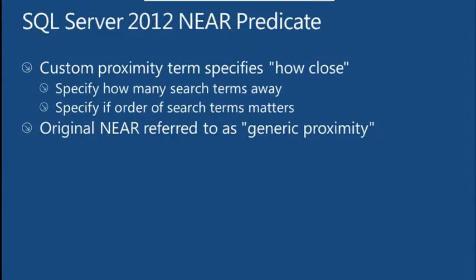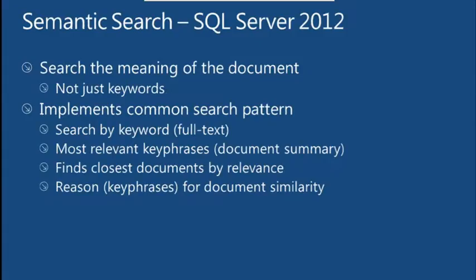We already talked about how to use property list, so I'm going to skip this one. And we already talked about the custom near predicate, so everybody's happy with that. So the last thing I want to show you is the semantic search part of it.